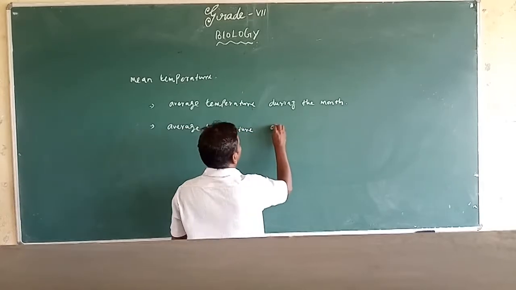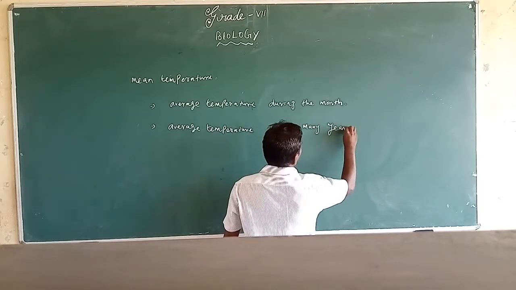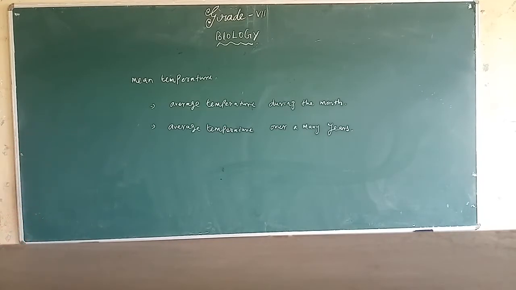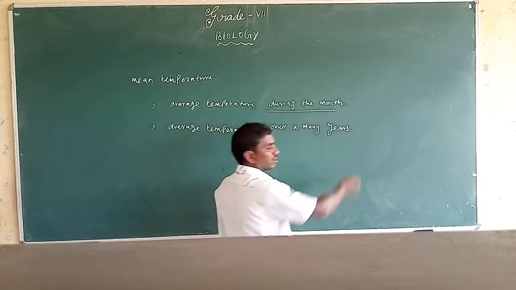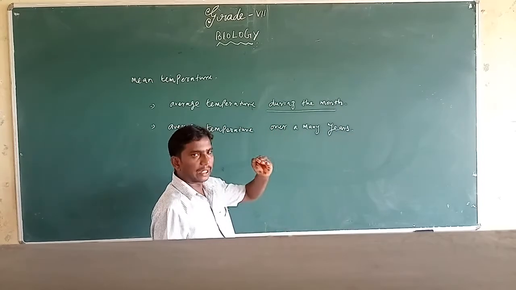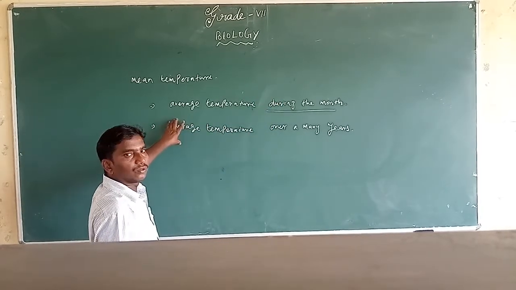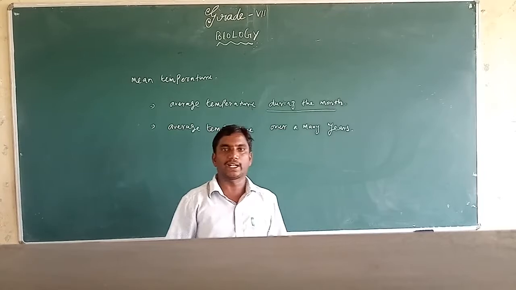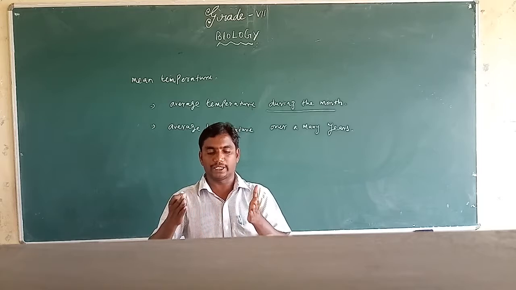So how do we calculate the mean temperature? First, we take the average temperature during the month. For example, for January, February, March, first you find the temperature during that particular month only. In the next step, you find the average temperature over many years, more than 10 or 20 or 100 years. That gives the mean temperature.